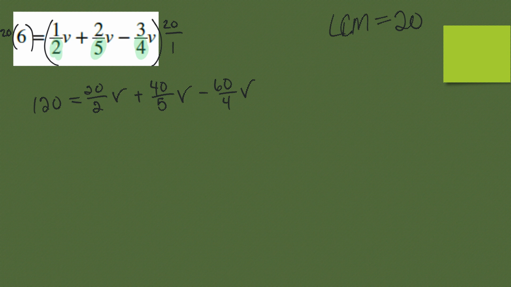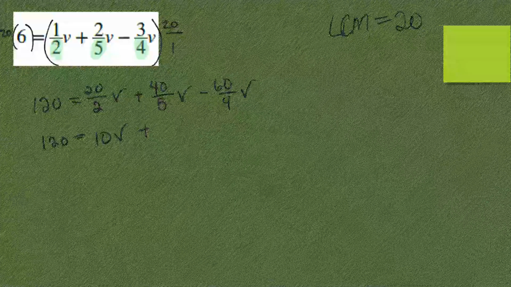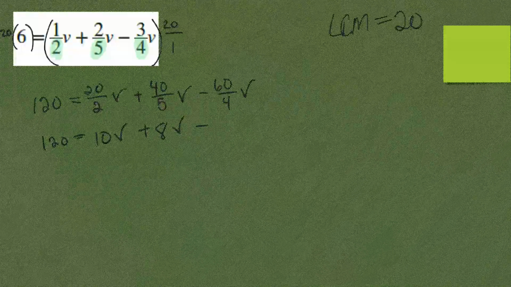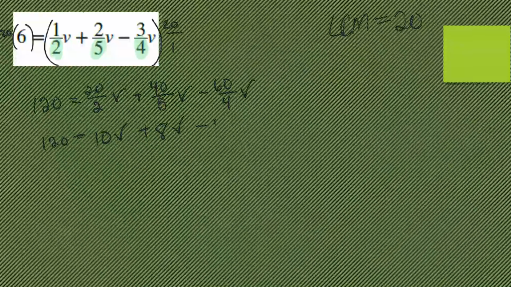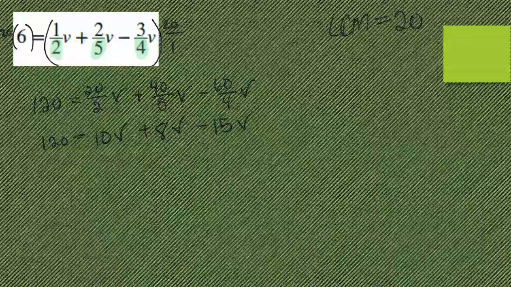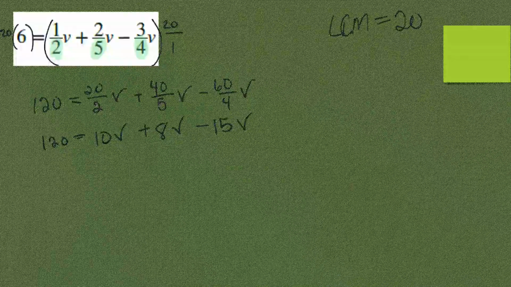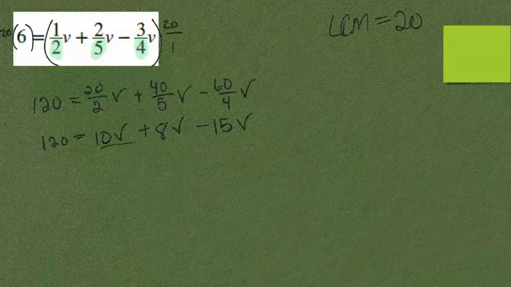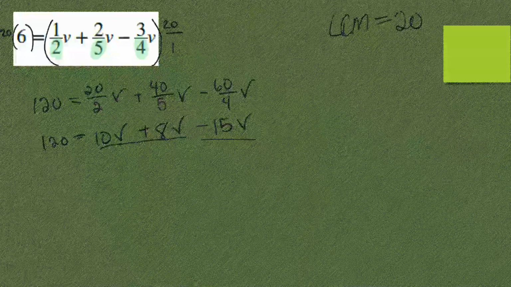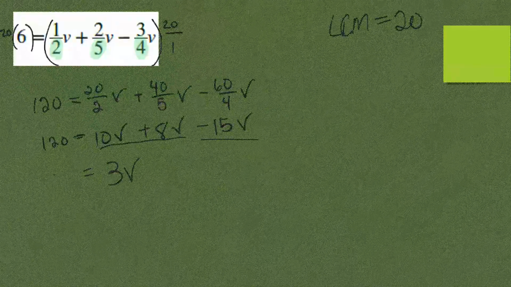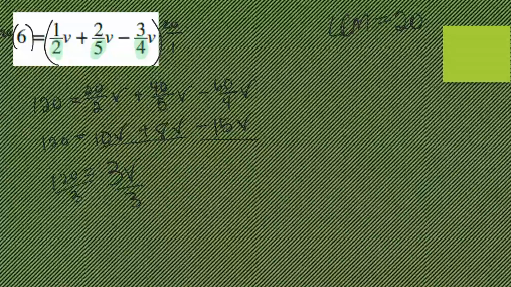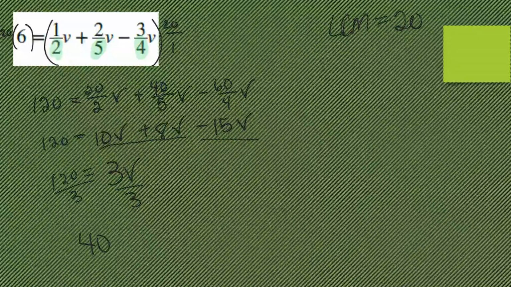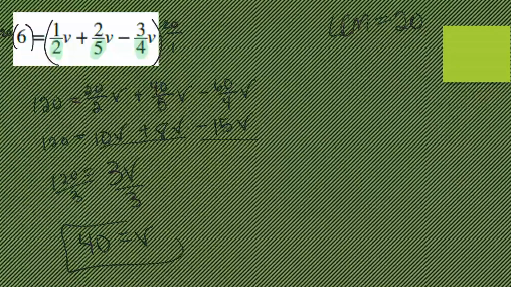Alright, so then I want to simplify those fractions. Bring down the 120. That's going to be 10. That's going to be 8. And that's going to be 15. Alright, and then I've got some terms to combine, a bunch of v terms. 10 plus 8 is 18. Minus 15 is 3. So that's going to be 3v. And I'll divide both sides by 3. 3 goes into 12 4 times, and then bring down the 0, so 40. So v equals 40 in this case.